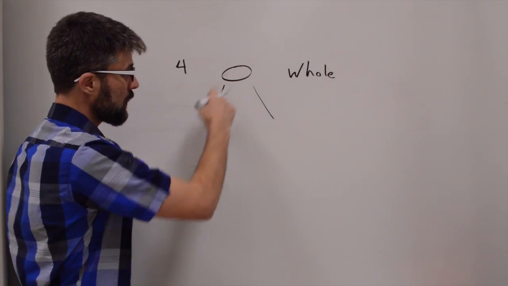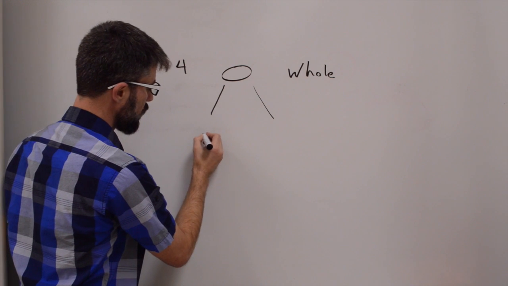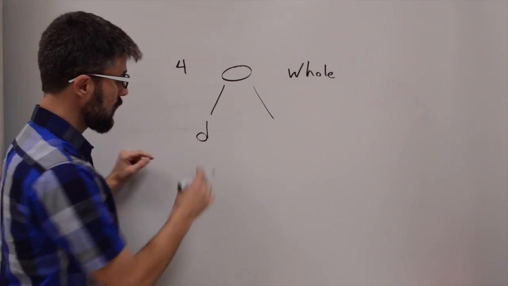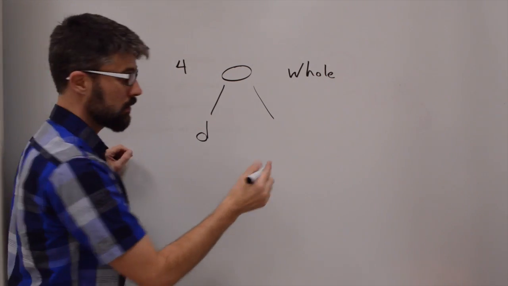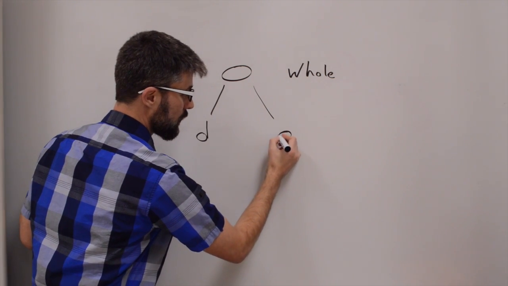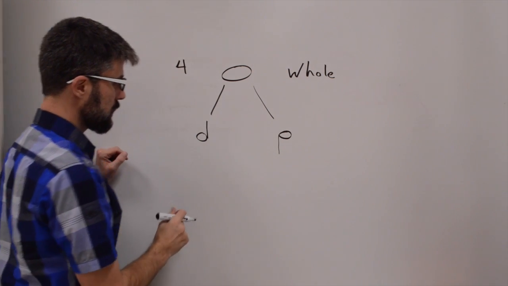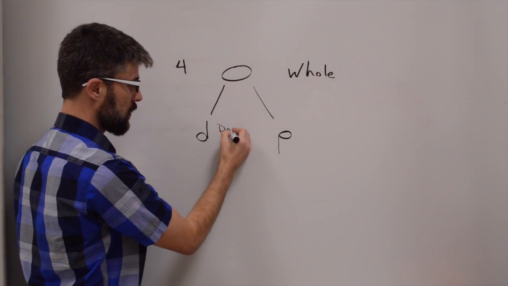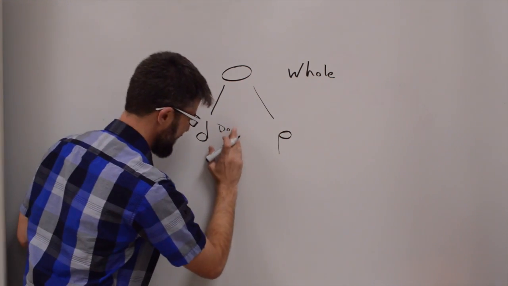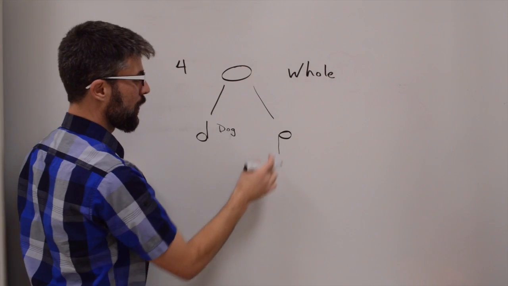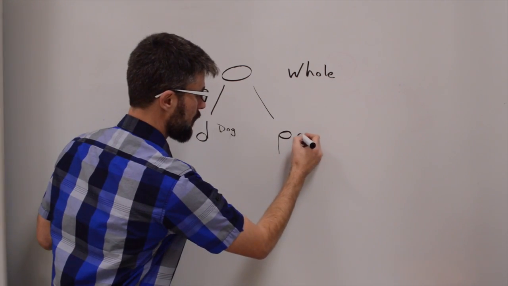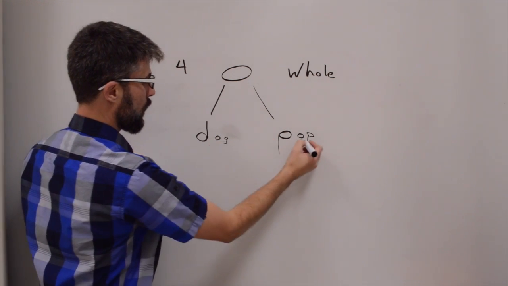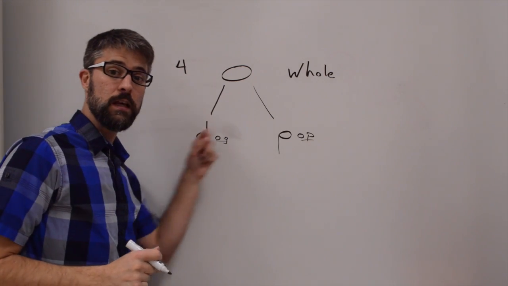If we take this and we cut it in half, we're going to end up with half notes. A half note, the head of it is open. The stem could be up or it could be down. It's still going to be a half note. So it could look like this. And you'll notice the way that we write these, they look like the letter D, as in dog, or the letter P, as in pop. They look like the letter D or the letter P.